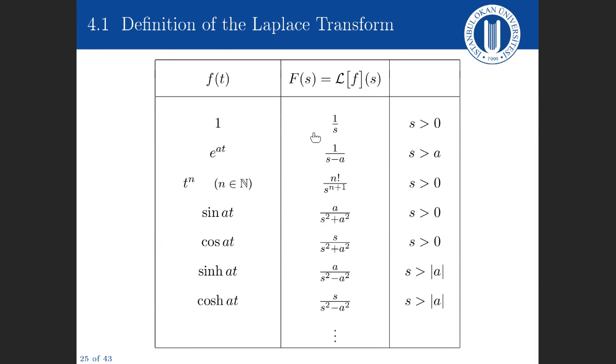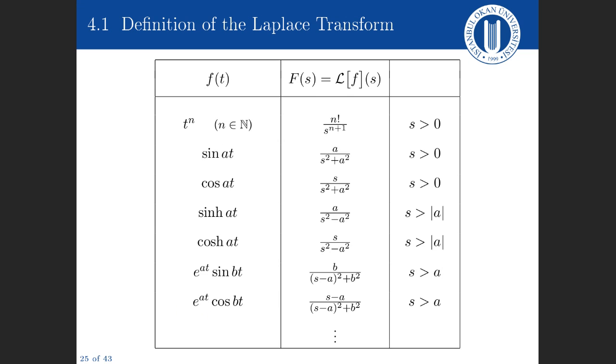The Laplace transform of 1 is 1 over s. We've done that. The Laplace transform of e to the power at, we did this. That's 1 over s minus a. We've just done the Laplace transform of t to the power n, and we just showed that it's n factorial over s to the power n plus 1. I've also proved that the Laplace transform for sine at is a over s squared plus a squared. The next three, cos, sine, and cosh, I told you that you should do.